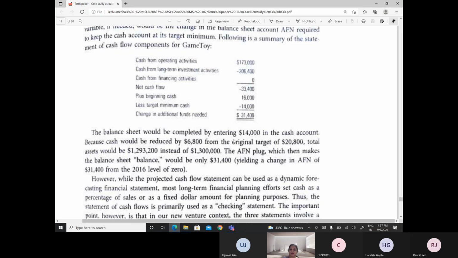The balance sheet would be completed by entering 14,000 in the cash account. Because cash would be reduced by 6,800 from the original target of 20,800, total assets would now be 1,293,200 instead of 1.3 million. The AFN plug, which then makes the balance sheet balance, would be only 31,400, yielding a change of AFN of 31,400 from the 2016 level of 0.